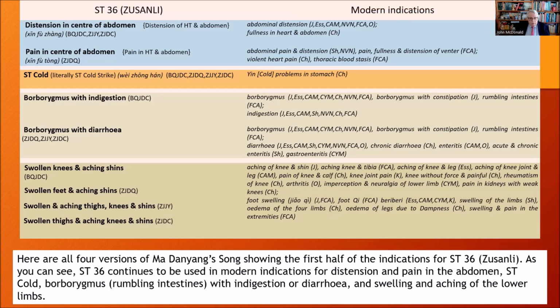Here are all 4 versions of Ma Danyang's song, showing the first half of the indications for stomach 36, Zusanli. As you can see, stomach 36 continues to be used in modern indications for distension and pain in the abdomen, for stomach cold, for borborygmus, rumbling intestines with indigestion or diarrhea, and swelling and aching of the lower limbs.